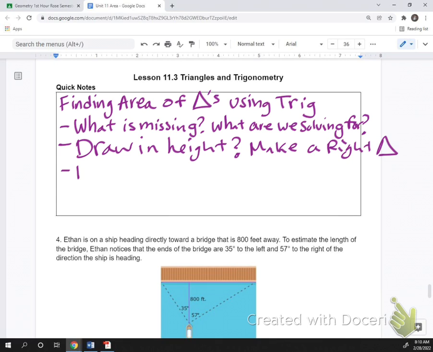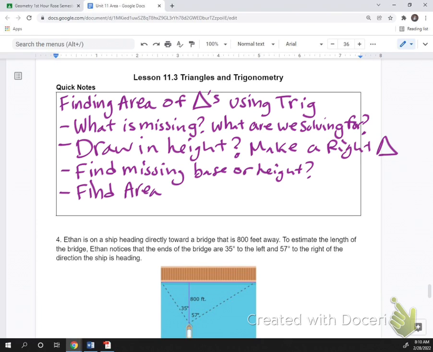Are you finding the missing base or height? Finally, in the end, you should be finding the area. That's 1/2 times the base times the height.